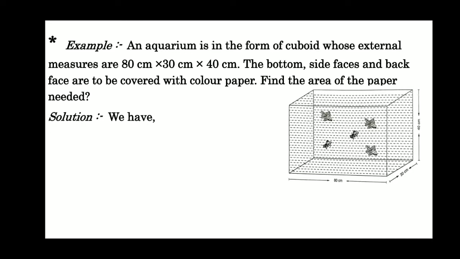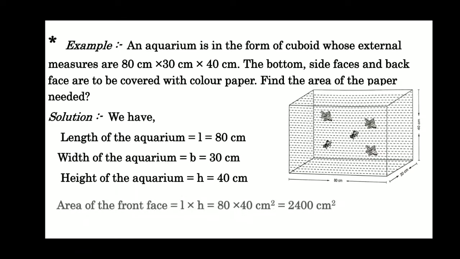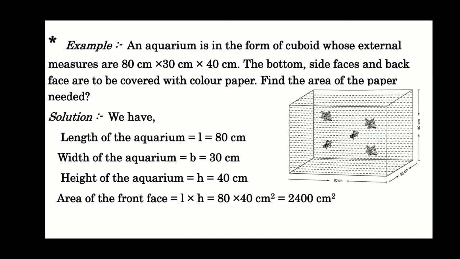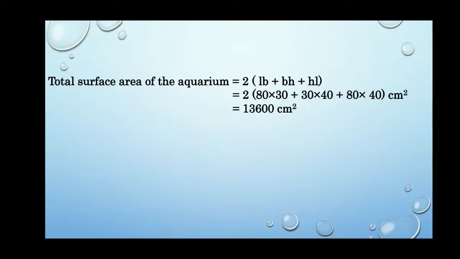So students, before starting the question, we have the length of the aquarium L is equal to 80, breadth is equal to 30 centimeter, and height is equal to 40 centimeter. So area of the front face is equal to length into height, which is 80 into 40 centimeter square, or 3200 centimeter square. So total surface area of the aquarium, we know the formula is 2 into (LB plus BH plus HL). Just put the values of L, B and H in this equation. Then we get after solution 13,600 centimeter square.